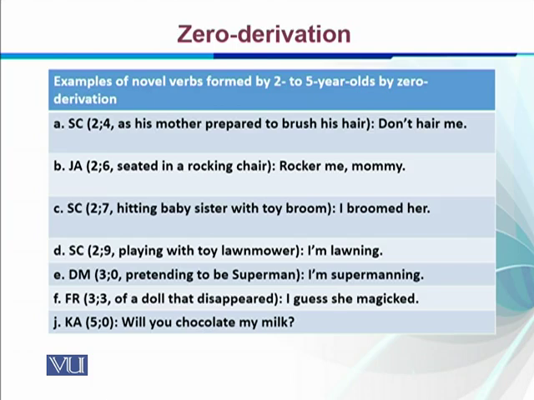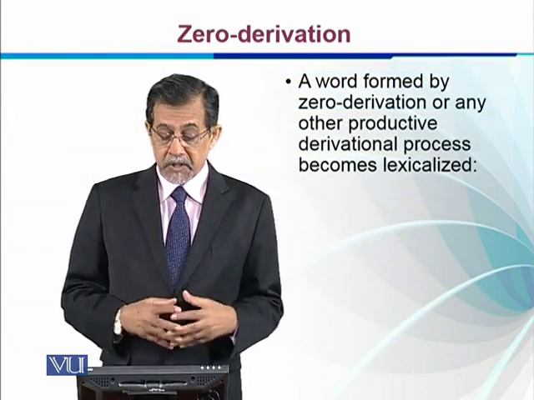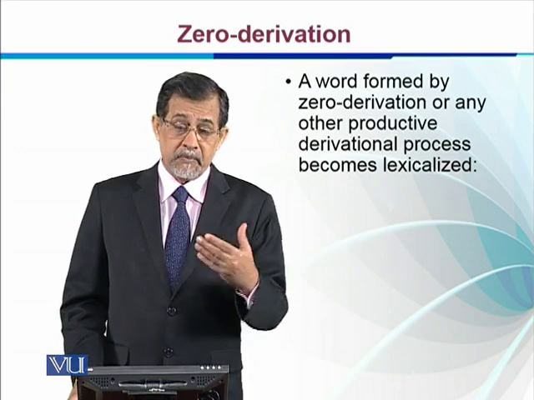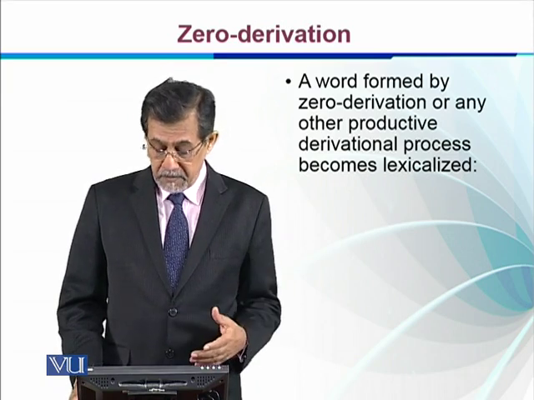So all these examples show how children coin new words, how they use zero derivation when they change the category of the word without any phonological or morphological change in the word. So this process is known as zero derivation. A word formed by zero derivation or any other productive derivational process becomes lexicalized. So with the passage of time, that becomes a lexical item.